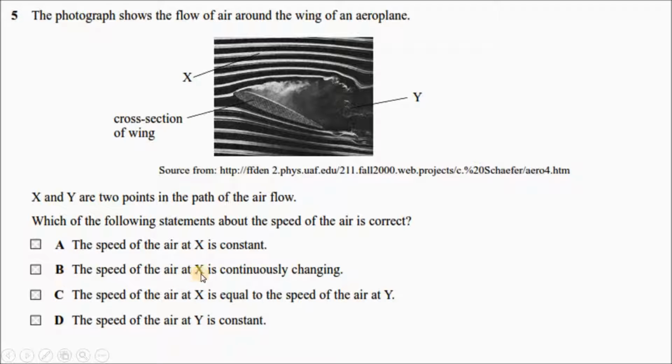B, the speed of the air at x is continuously changing. No, because the laminar speed is constant. The speed of the air at x is equal to the speed of the air at y. No, it cannot be, because at y we have abrupt change. So the velocity at y keeps changing at every layer, every position. The speed of the air at y is constant. Indeed, only A is the correct option.